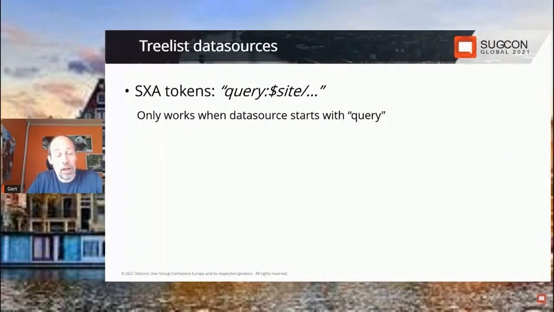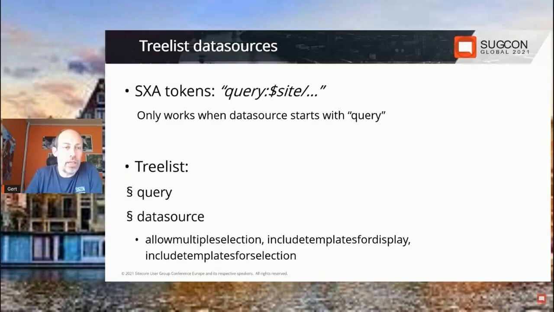And in SXA, if you're going multi-site, they help you with the SXA tokens. One of those tokens, for instance, is the site token. It will be replaced by the path to your site. But note that those SXA tokens only work when your data source starts with query. Normally this is not a problem. But we also have treelist fields, and we want to keep using those treelist fields. Our treelist field also supports query. But I'd rather use the data source notation because then I can use things like the include templates for display or include templates for selection.